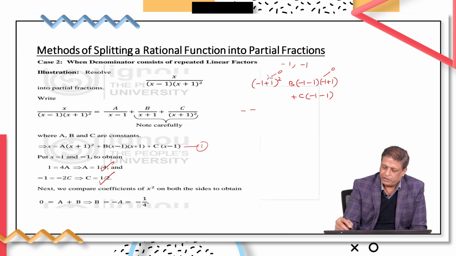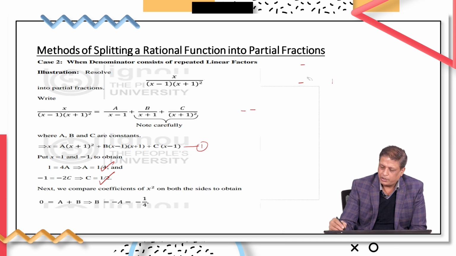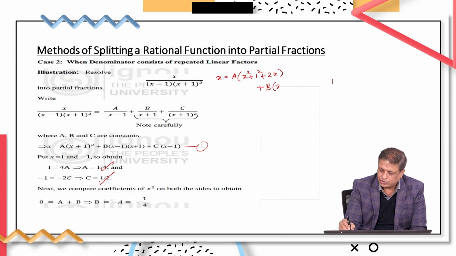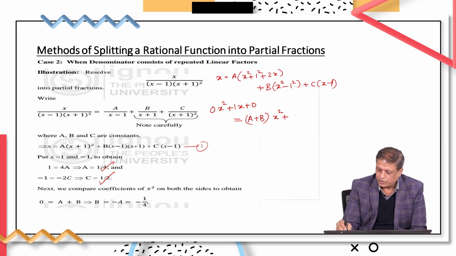Now, in order to get the component b, you are supposed to look at equation number 1 in a different way. The mechanism is, if we expand equation number 1, what we are going to get is x is equal to a into (x plus 1) square, that is x square plus 1 plus 2x, and the second component, b into (x square minus 1 square), plus c into (x minus 1). So if we compare the coefficients of the left hand side with the right hand side, the left hand side only has the coefficients 0 x square plus 1 x plus 0, which is equal to (a plus b) x square plus (a minus b) plus 2ax plus c into (x minus 1).